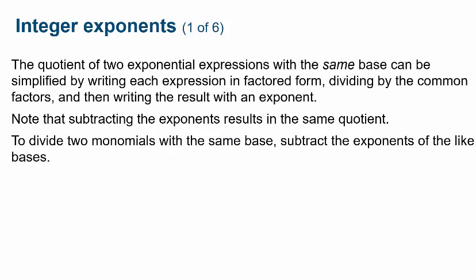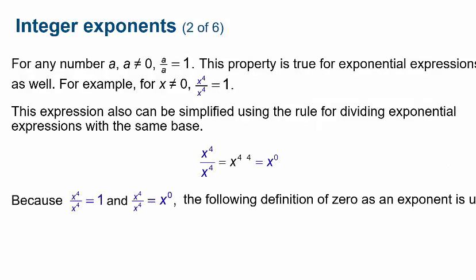The quotient of two exponential expressions with the same base, remember the base here is what's underneath the exponent, can be simplified by writing each expression in factored form, dividing by the common factors, and then writing the result with exponents. Note that subtracting the exponents results in the same quotient. So to divide two monomials with the same base, all you're doing is subtracting the exponents of the like bases. So here's the rule.